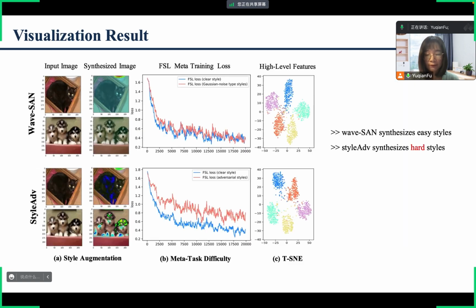Finally, we also provide some visualization results. Figure A shows that the swap-based WaveSN tends to change the overall look of the image, while our StyleAdv will first modify the areas that are key to recognizing the class labels. In figure B, the blue line indicates the loss generated by the original clean styles, while the pink indicates the loss generated by the style augmented data. We observe that StyleAdv obviously increases the difficulty of each meta task, while WaveSN doesn't. Figure C shows that StyleAdv extracts more distinguishable features than WaveSN in the t-SNE visualization.